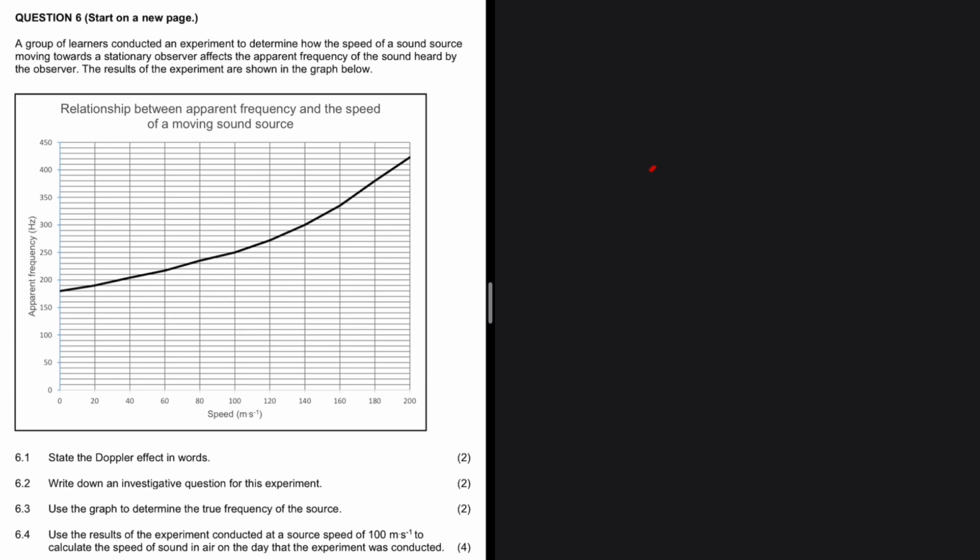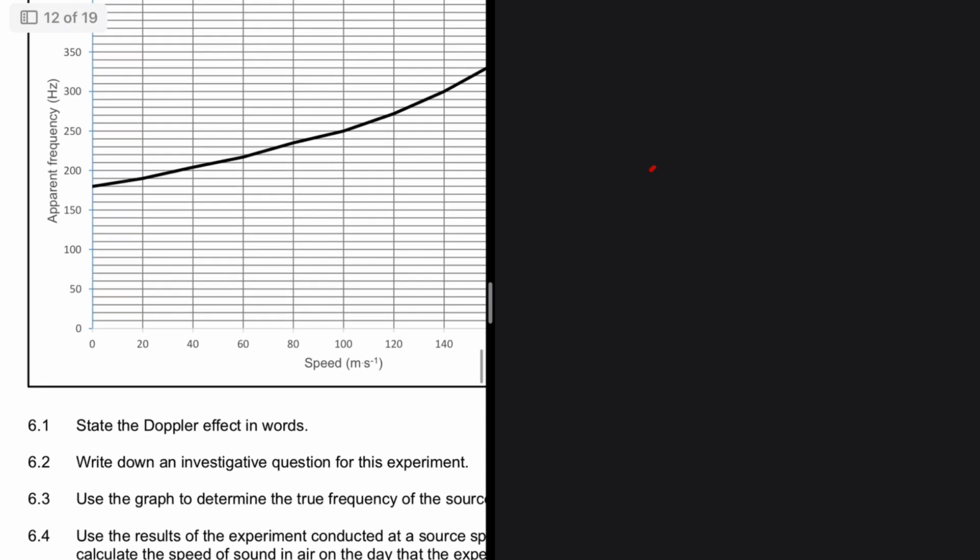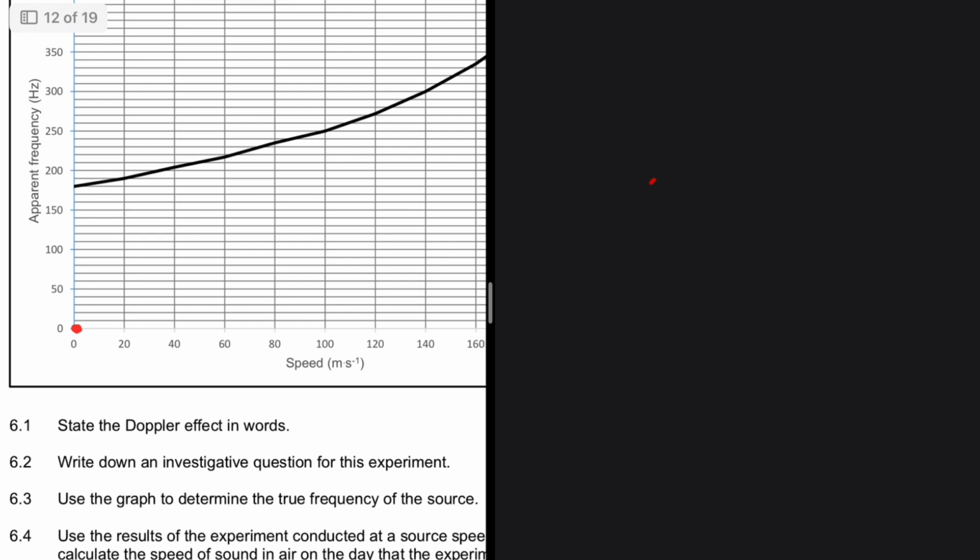So when we are given apparent frequency, observed frequency, frequency detected by the listener versus speed, the true frequency of the source is the frequency we get when the speed is 0, right? Because when the speed is 0, it implies that there is no relative motion between the sound source and the listener. So there's no Doppler effect that is taking place. So here, when the speed is 0 meters per second, we need to read off the frequency. That is going to be the true frequency. That is going to be our Fs, frequency emitted by the sound source.